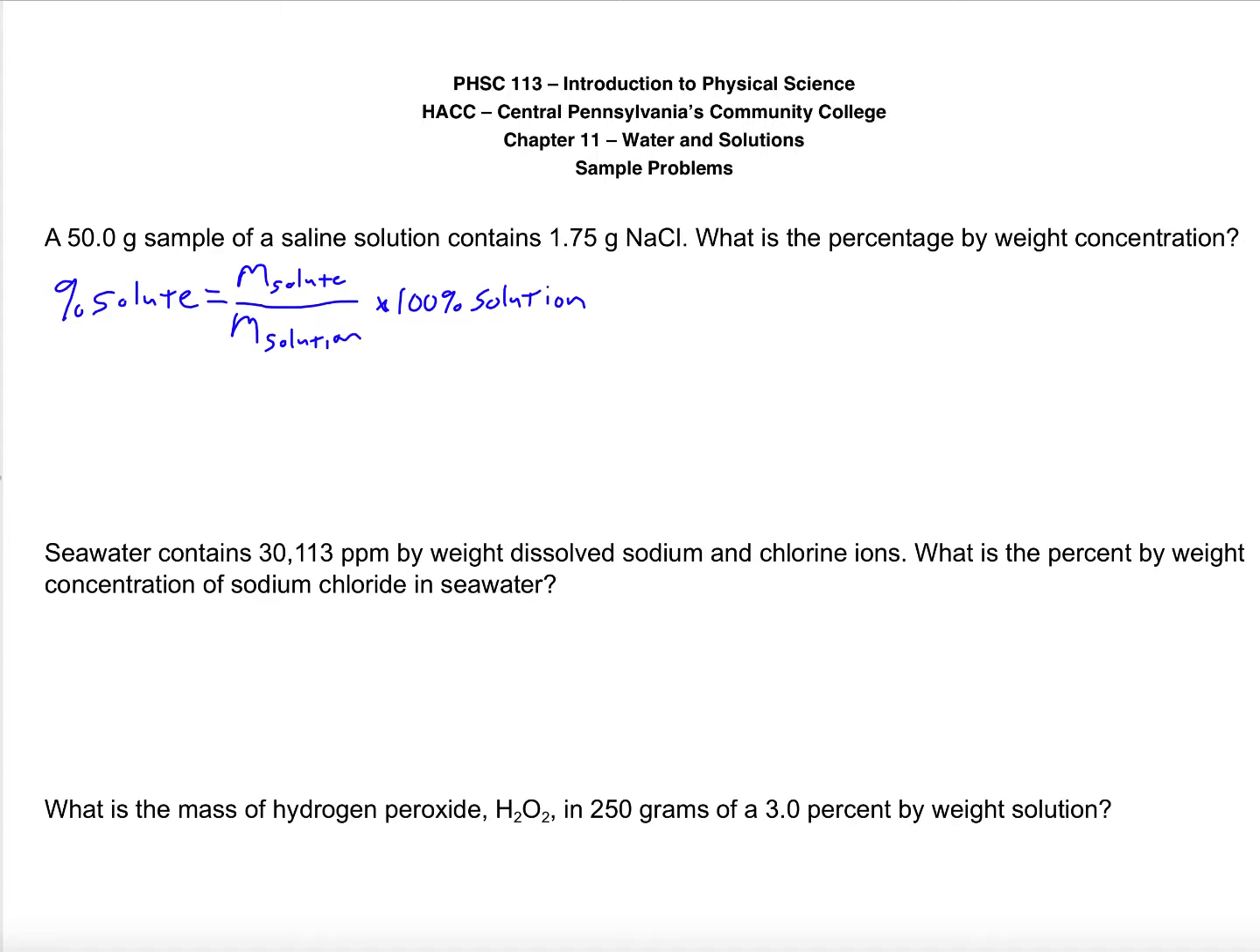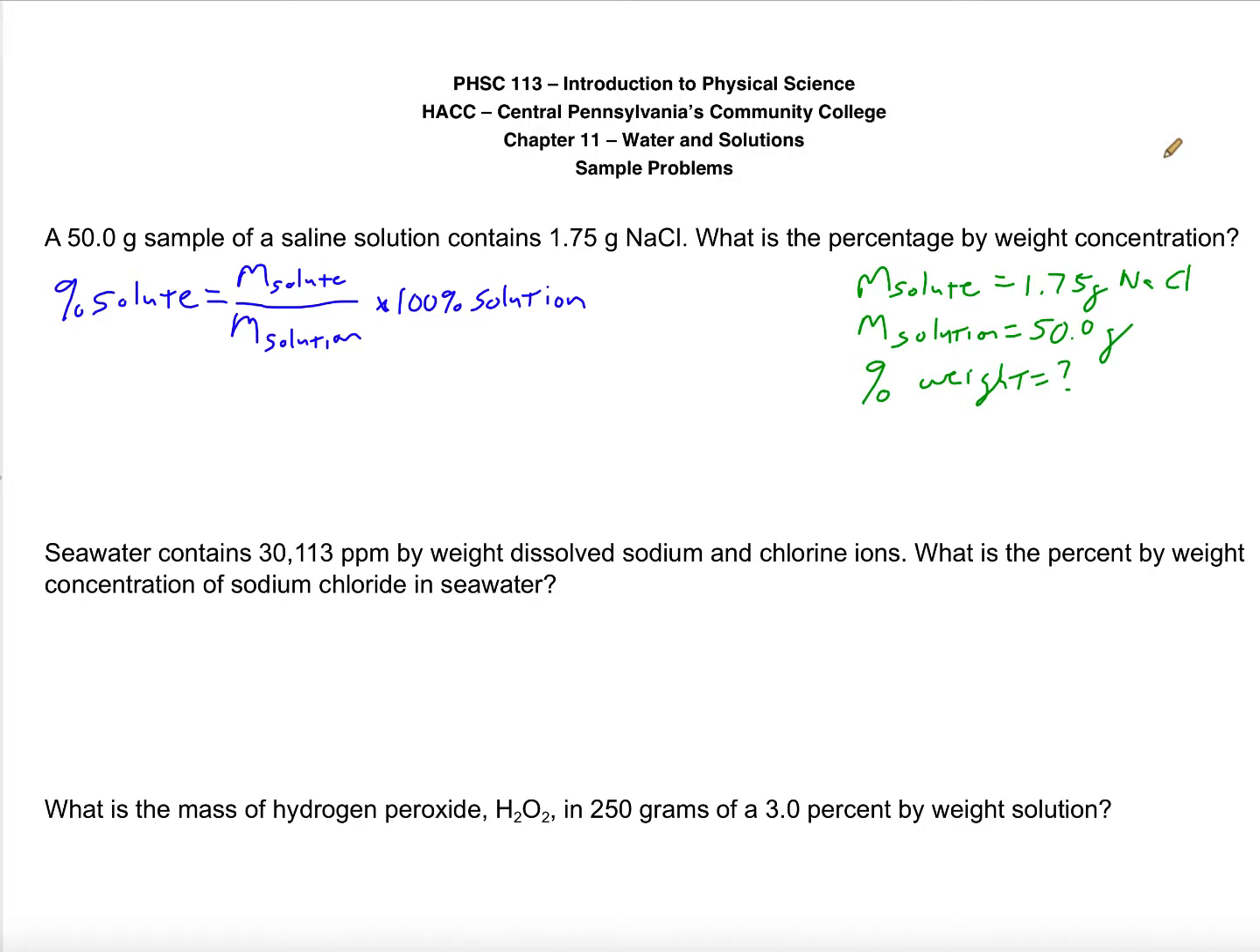So what do we know? Let's write down our knowns. We know the mass of the solute is equal to 1.75 grams of sodium chloride. We know that the mass of the solution is equal to 50.0 grams. And we want to find the percent weight. So that's what we're going to be looking for.